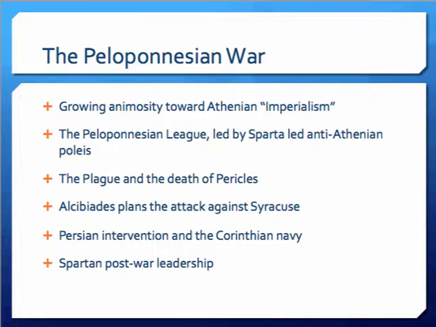So the same issue that led all Greeks to unite against the Persians now is what's driving many Greeks to ally with Sparta against this Athenian heavy-handedness. The Peloponnesian League is the group that the Spartans organized to oppose the Delian League of Athens.